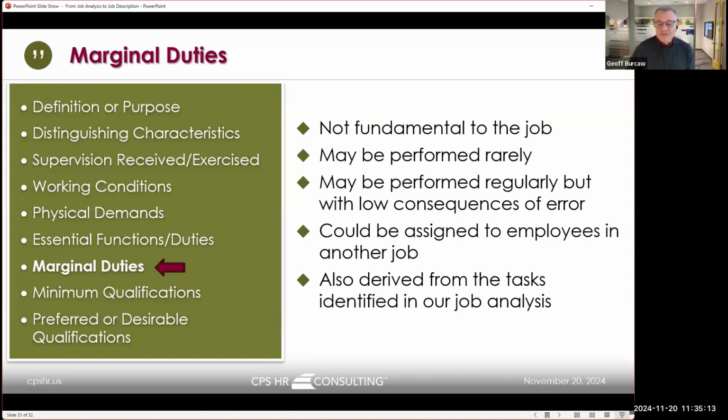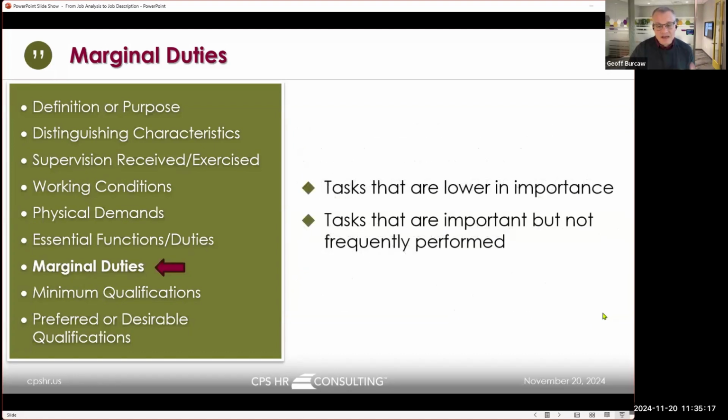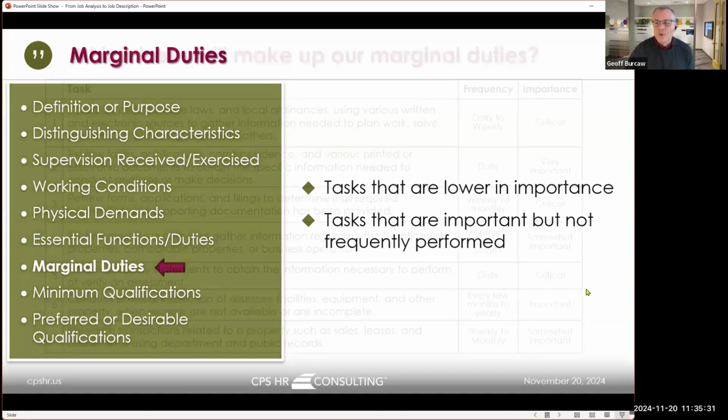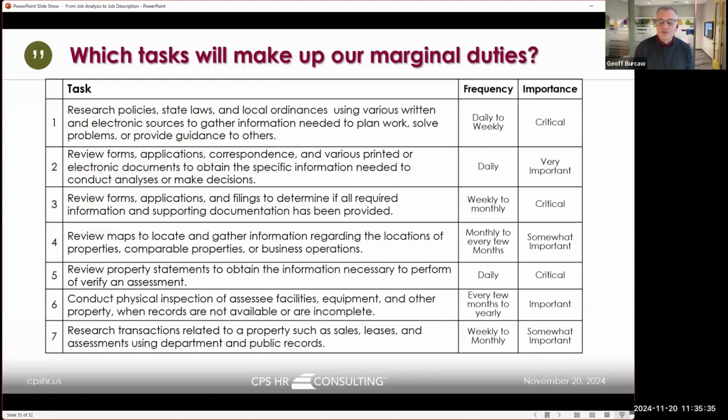And so these are also derived from the tasks identified in our job analysis. Generally, we're going to look at the tasks that are lower in the importance rating, and also tasks that are important, but not very frequently performed, sort of once in a while. And these are just general rules. There are situations where you have a task that is performed very rarely, but when it is performed, it's critical to the job. Think of a supervisor performing annual performance evaluations. That is done literally once a year, but when it's done, it is critical. A supervisor has to be able to do that correctly. So that's something that wouldn't necessarily be marginal, even if it's not performed very often.